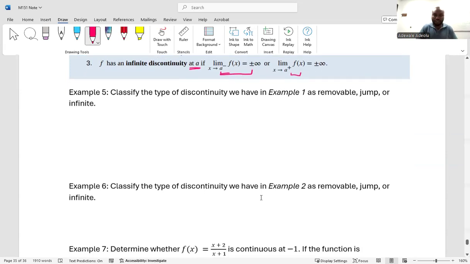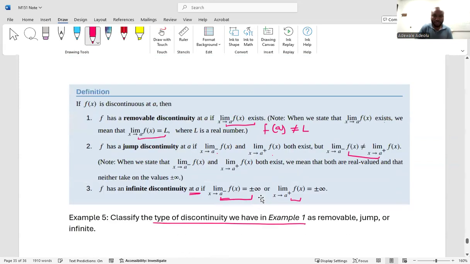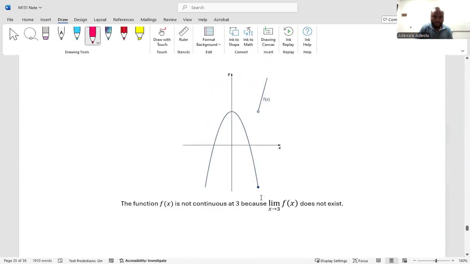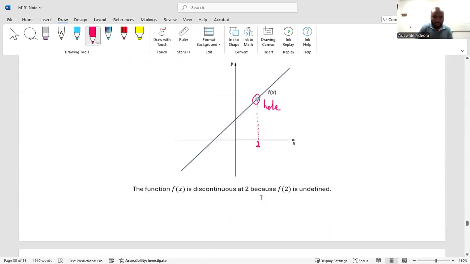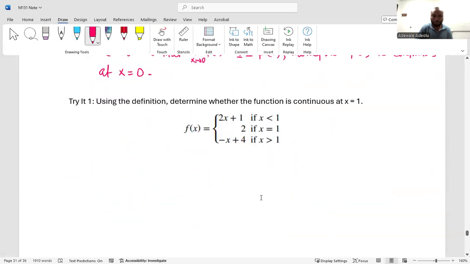Moving on, let us consider an example. Classify the type of discontinuity we have in example 1. Let us return to example number 1. I remember we had x squared minus 4 divided by x minus 2 at x equals 2.